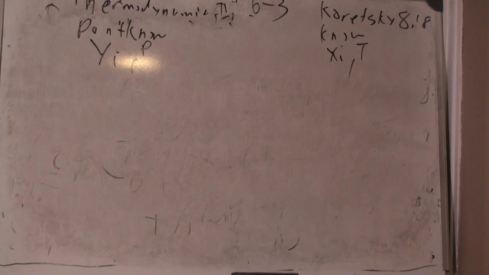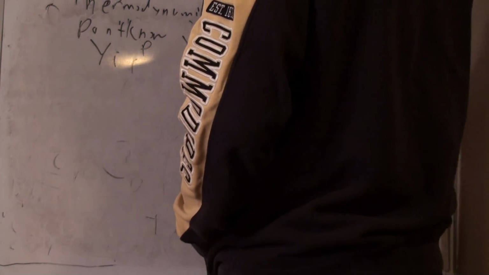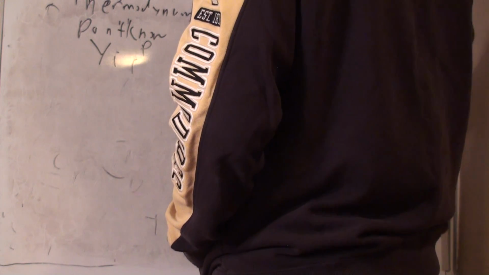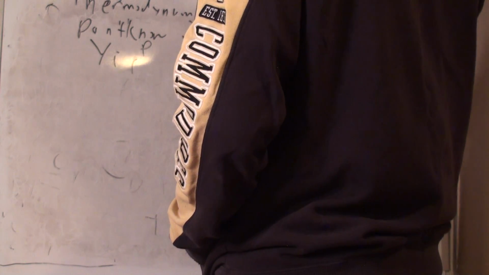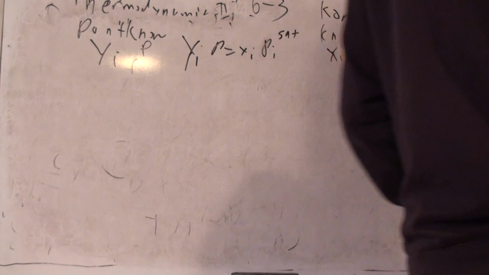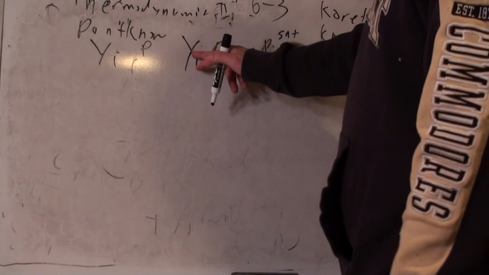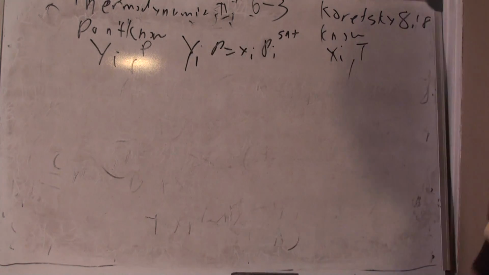Assume ideal behavior. So that means I'm assuming Raoult's law, which says yi P equals xi gamma i Pi sat, but there is no gamma. Now, why can I assume that? Well, if I look at the mixture, I have propylene, propane, n-butane, isobutane, n-pentane. Those are so close to each other that this pretty much is an ideal solution. And so it's okay to assume Raoult's law applies.